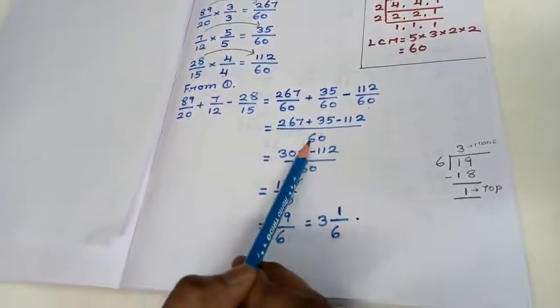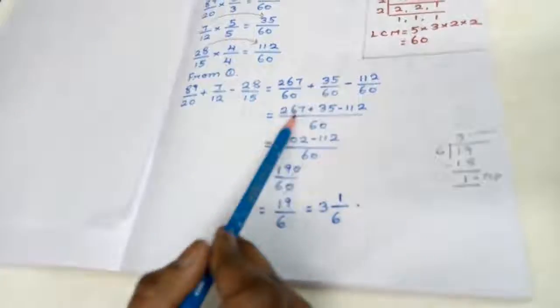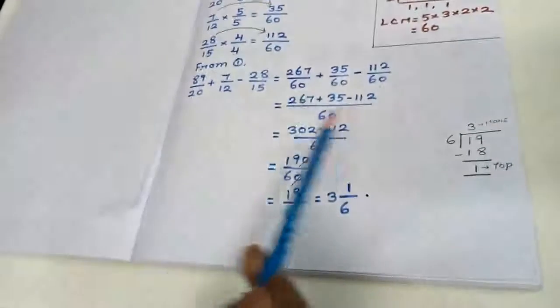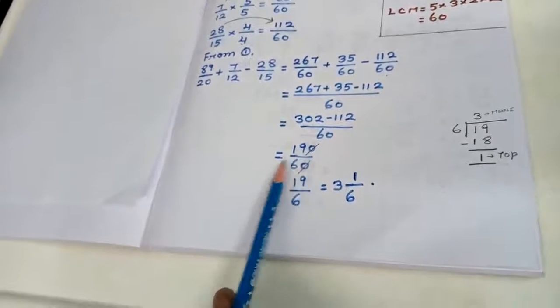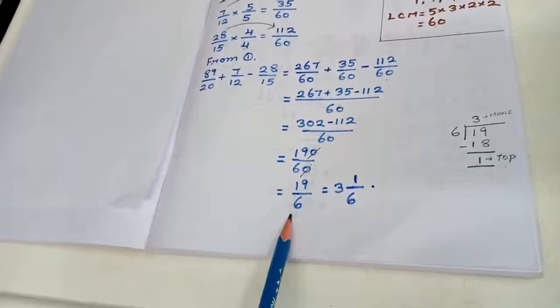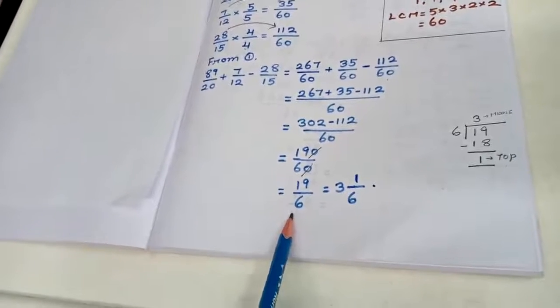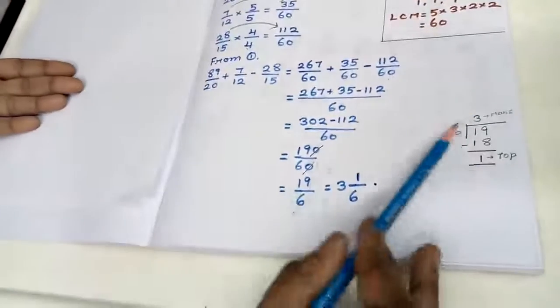Whole divided by 60. Top value 267 plus 35 minus 112. Calculate, students. You can calculate in any way. Finally, you will be getting the answer as 190 by 60. Cancel the zeros, 19 by 6. Even if you stop like this, no problem. According to your book, they are converting into a mixed fraction. This is a way of calculating.